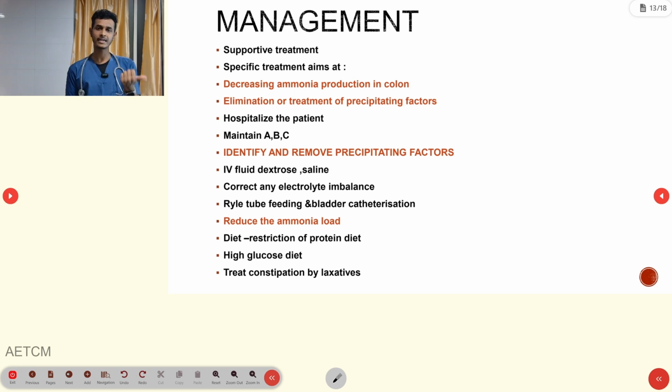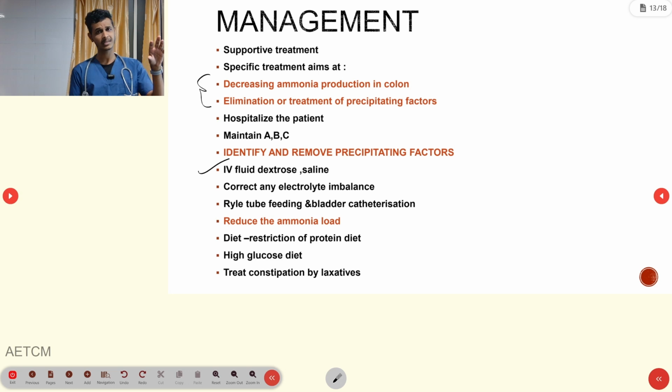First thing, we have to decrease the ammonia production. Second thing, we have to eliminate or treat the precipitating factors. So these are the two managements we do in hospital. One thing, we have to cast out the ammonia, which is one of the factors creating this much problem. Second thing, we have to treat or prevent the precipitating factors. So these are the two steps. How can we treat the precipitating factors? First one, IV fluids, dextrose and then saline, because we told hypoglycemia, hyponatremia, hypokalemia are some of the causes.